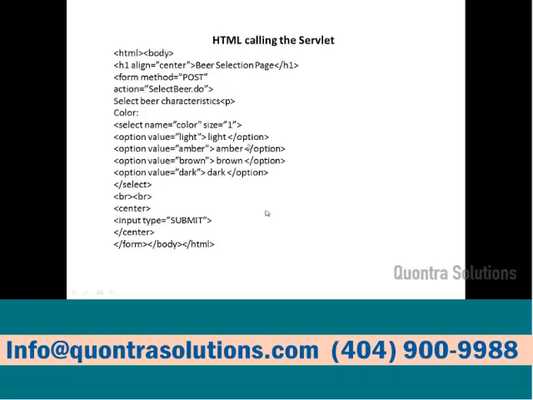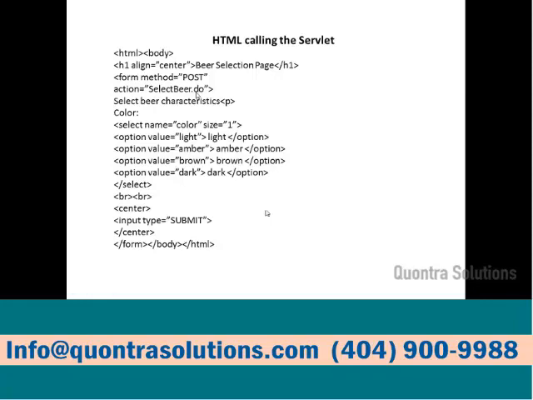So here in this page, if you see, there's a body tag and there is a color, and the method action you could see, select b.do and method is post. Once we click the submit button, we are going to post the value of the color. It could be light, amber, brown or dark. We will pass the value of this color to this select b.do servlet.